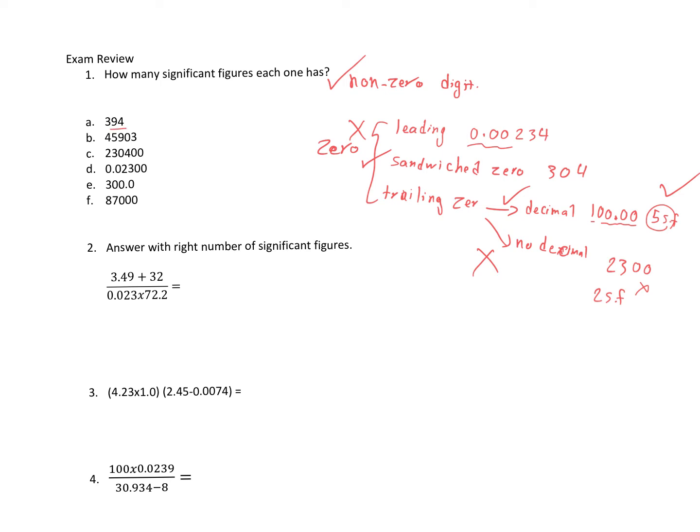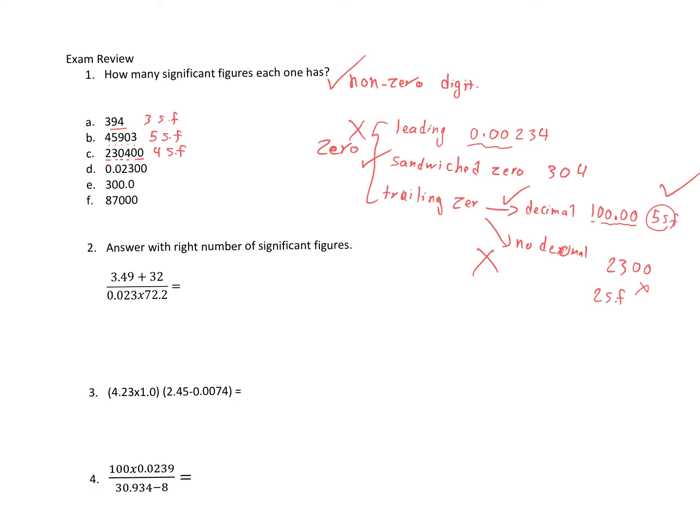So the first one, all non-zero digits, so you have 3 sig figs. Second one, you have 1, 2, 3, 4, 5. You count this because it's a sandwich zero, so it has 5 sig figs. This one has both sandwich zero and trailing zeros. There is no decimal place, so we do not count these. So we have 1, 2, 3, and 4, so it's 4 sig figs.